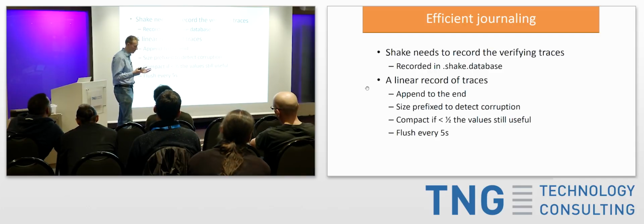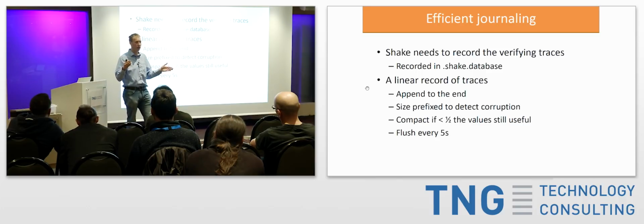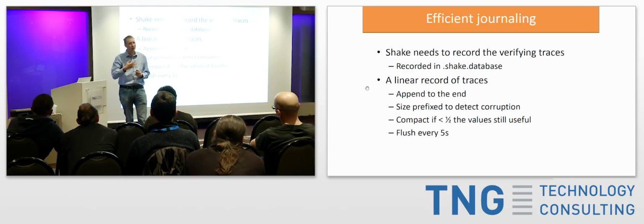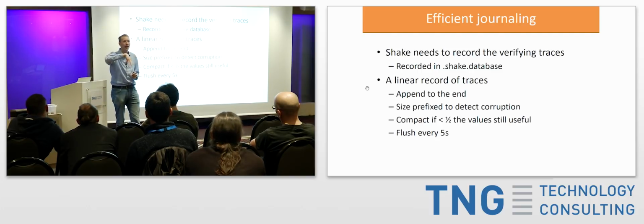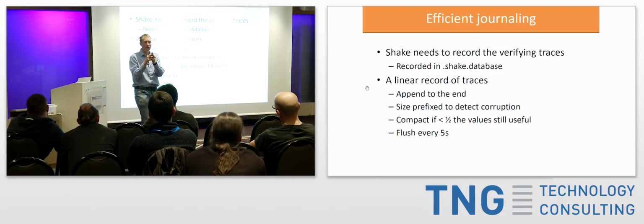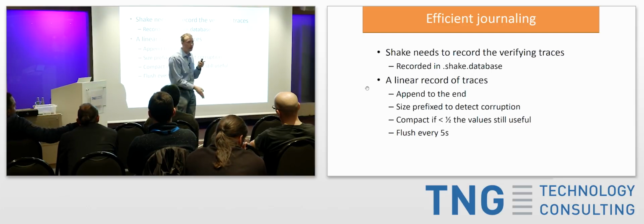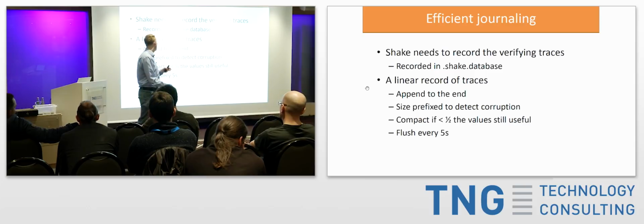So the way Shake does this is it essentially has a store of all the verifying traces, and it has append-only records at the end. When it calculates a new verifying trace, it just appends it at the end, so it doesn't have to manipulate the structure. Each record is prefixed with its size so that if the power goes out while I'm writing a record, I don't corrupt the whole database. I can see, this is where the database is corrupted, so throw everything away after that.